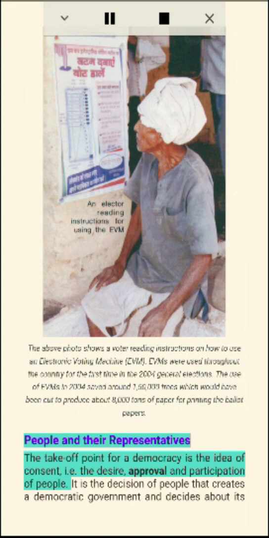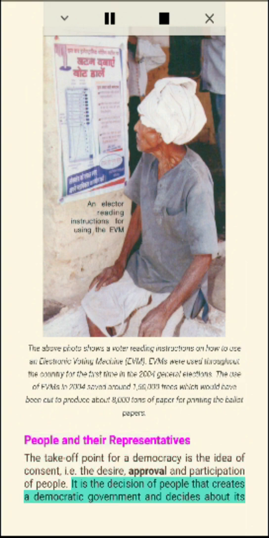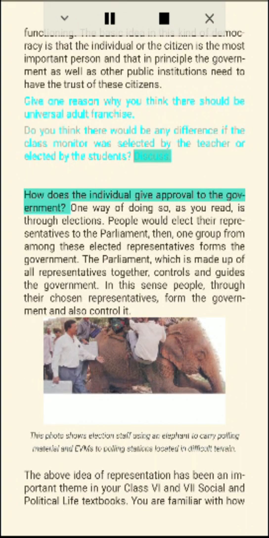People and their representatives. The takeoff point for a democracy is the idea of consent, i.e. the desire, approval, and participation of people. It is the decision of people that creates a democratic government and decides about its functioning. The basic idea in this kind of democracy is that the individual or the citizen is the most important person, and that in principle the government as well as other public institutions need to have the trust of these citizens.